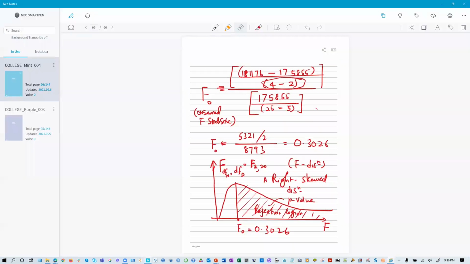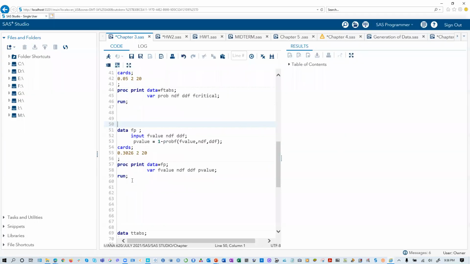Then I'm going to give some values: 0.3026, 0.36. The degrees of freedom for this are 10, 2, 20, 2, 20, and then close it. Then I'm going to print. From the data, what are the variables I'm trying to print? I need to print the F value that I gave, the numerator degrees of freedom, the denominator degrees of freedom, and the P value. Okay, let's run this.